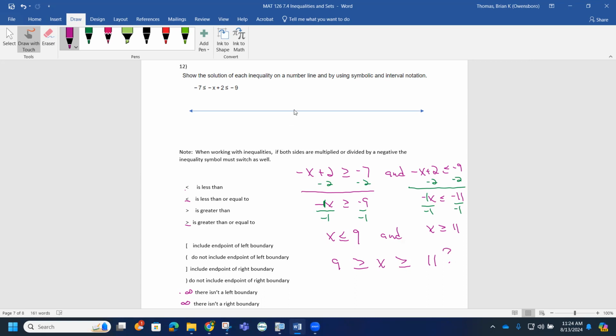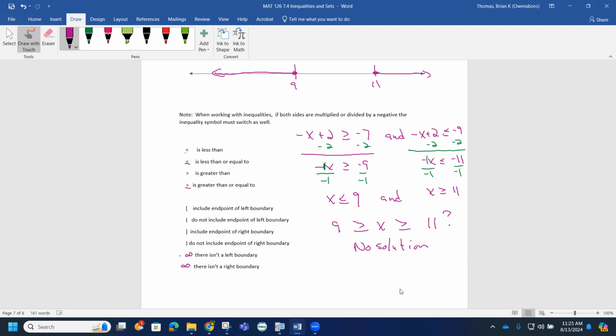So if I put this up on the graph, if I put the 9 and the 11 on the graph up here, less than or equal to 9 means you have to be over here. And you have to be greater than or equal to 11 over here. So is it possible to be less than 9 and greater than 11 at the same time? This kind of tells me that this is strange. This is telling me that this is a no solution. It's not possible to be both of those at the same time. So this is a no solution in this problem.